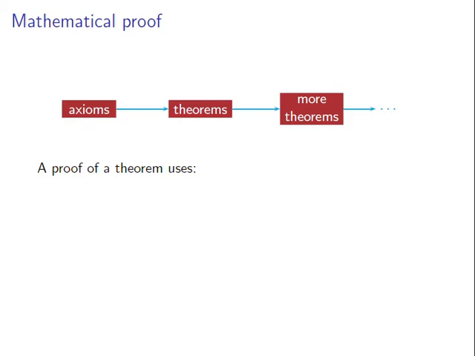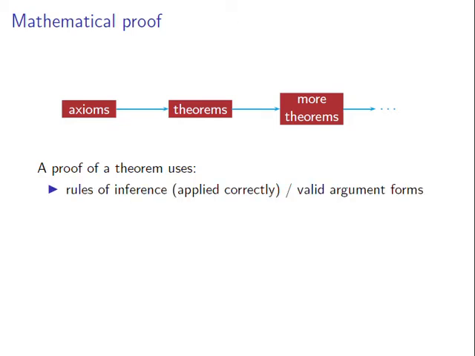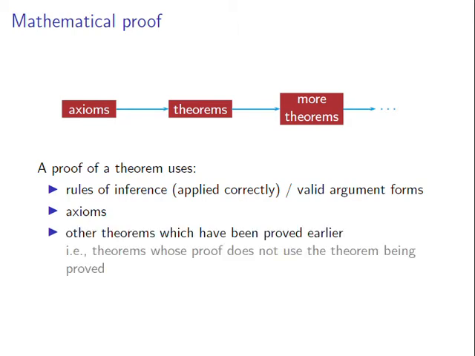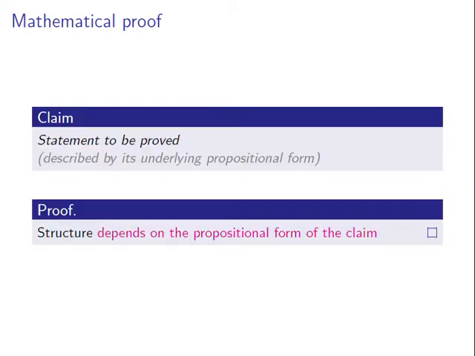A proof of a theorem uses the rules of inference and valid argument forms, the axioms, and other theorems which have been proved earlier, that is, other results whose proof does not rely on the theorem that is currently being proved. A valid proof of a theorem follows a prescribed outline that depends on the logical structure of the statement in the theorem, that is, on the underlying propositional form of the theorem. For a given propositional form, there may be more than one valid proof outline.